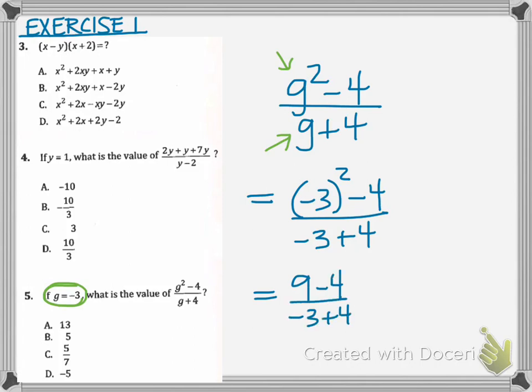Okay, now let's simplify our numerator and denominator. Our numerator, 9 minus 4 is 5. Our denominator, negative 3 plus 4 is 1. And 5 divided by 1 is just 5. So the answer to number 5 is B.